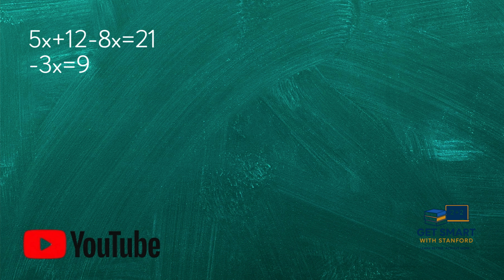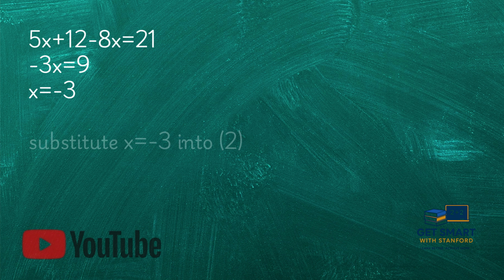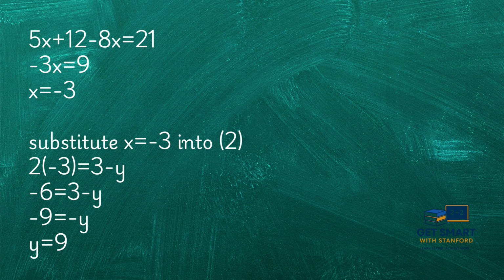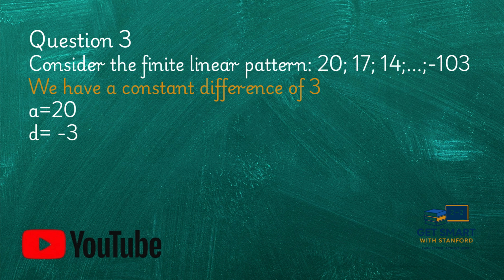The value of x equals -3. Let's substitute that into equation 2. Then the value of y is 9. So simple. You would need to try a similar equation and contact me if you happen to get stuck. I will assist you. Let's quickly go into question 3, which is also so simple.